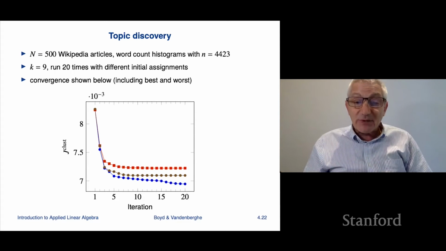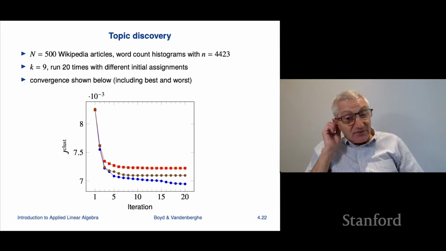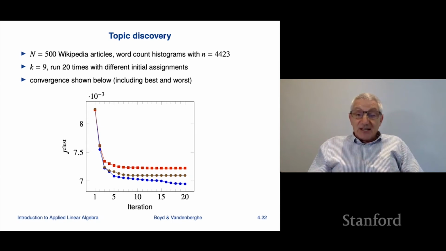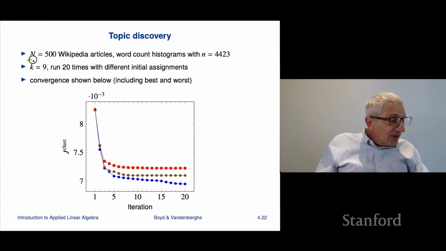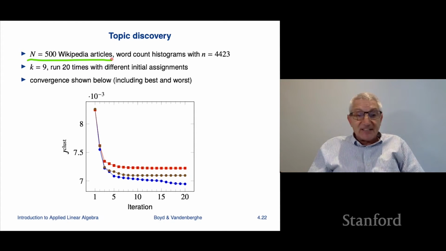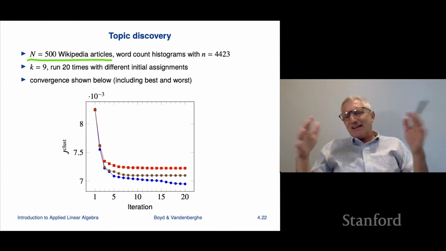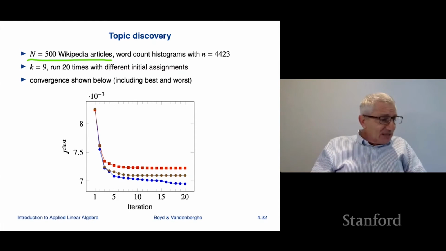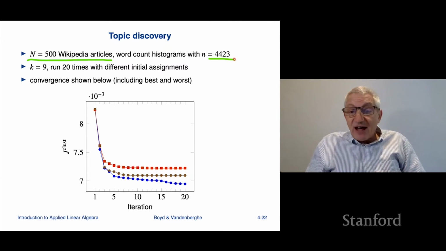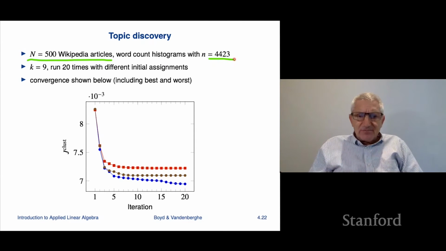The next one, and this is a real application now, is called topic discovery. Well, I'll give you an example of it. Very, very elementary example, but people do things much more sophisticated. But this is already kind of sophisticated. It works like this. What we did is we took 500 Wikipedia articles. Okay, I can't remember what they were. Maybe the 500 most visited or whatever they were. Anyway, we took 500 Wikipedia articles. And then we took a dictionary with about 4,500 words, 4,400 words, something like that.